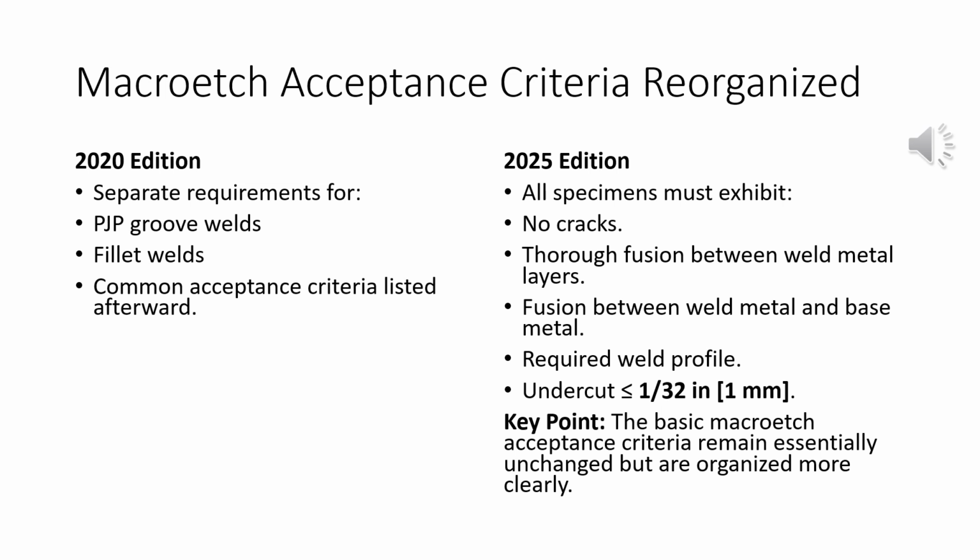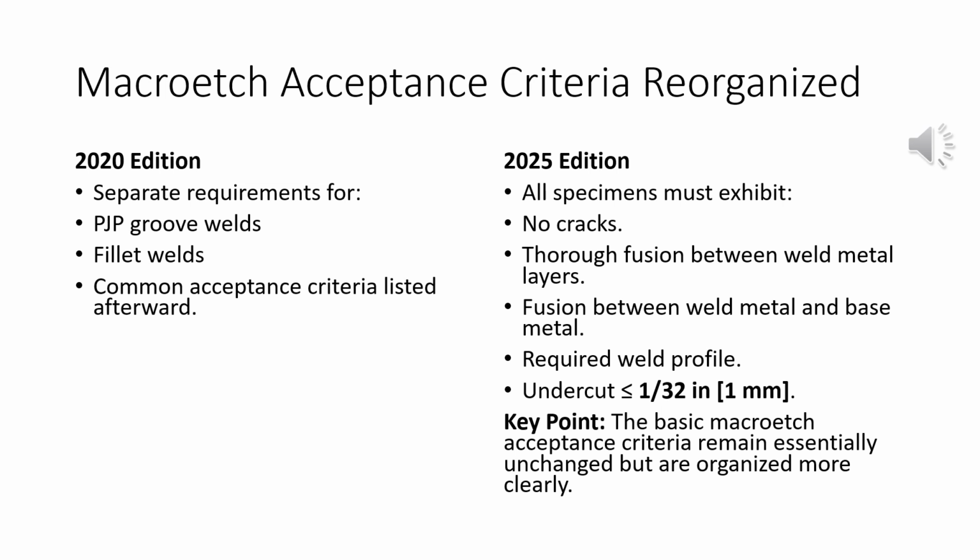The etched specimen still cannot contain cracks. We still need thorough fusion between adjacent layers of weld metal and between the weld metal and the base metal. The weld profile has to conform to the specified detail without the prohibited variations referenced in Clause 7. An undercut cannot exceed 1/32 of an inch or 1 millimeter.